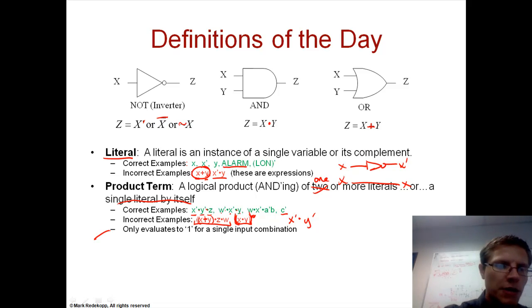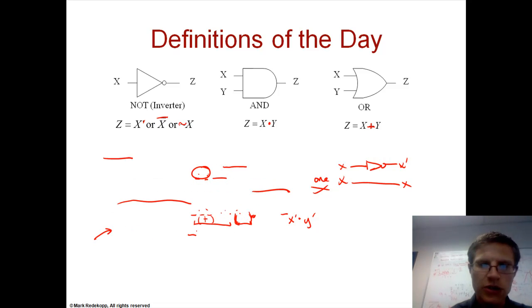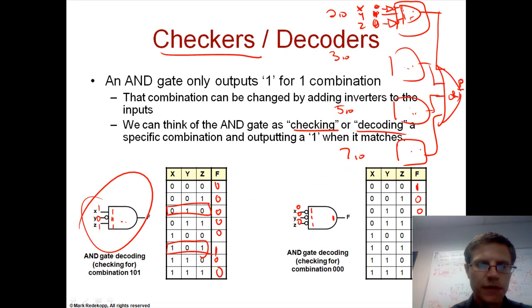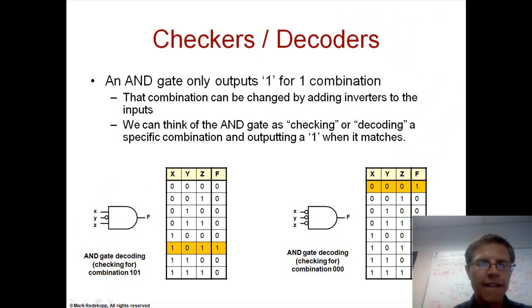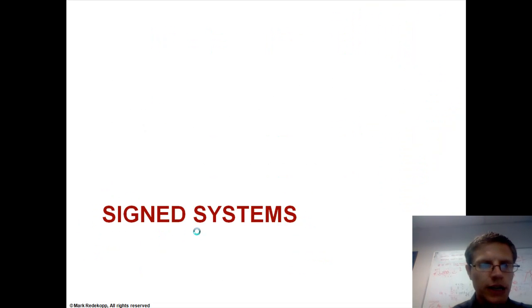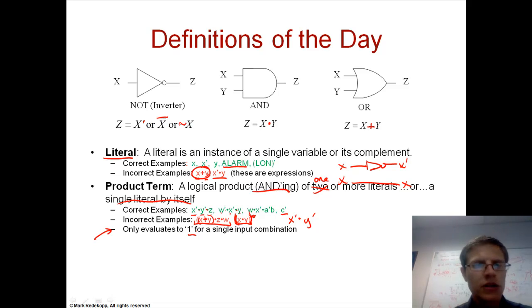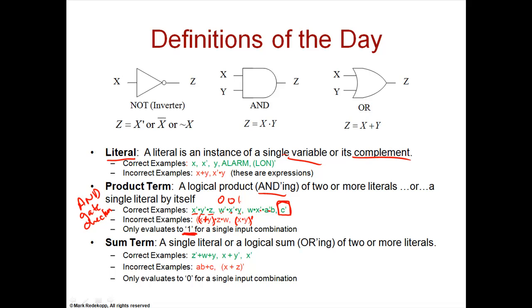The key thing to recognize about a product term, because it's an and function, is that it only outputs one for a single combination, just like we saw here with these checkers. And functions output one for a single combination. I'm going to give you definitions little by little as we go, and we'll build on them throughout the lectures. Now let's add the idea of sum term.